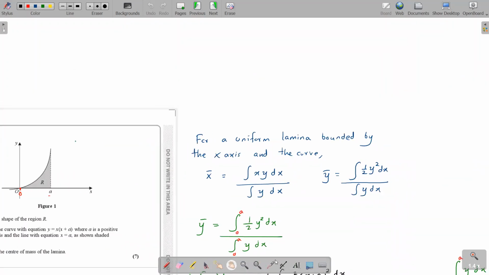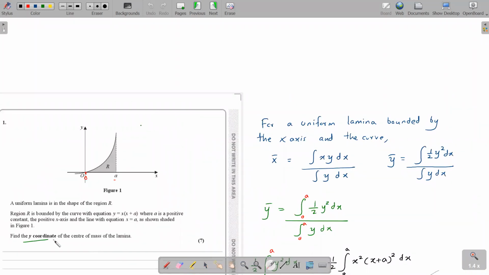So guys, these are the formulas that are available, and you need to know these. For a uniform lamina bounded by the x-axis and the curve, this is the very first formula you'll find in your center of mass lesson, in chapter 5. It's given as x bar equals the integral of xy with respect to x over the integral of y dx, and y bar is equal to the integral of half y square dx over the integral of y dx.